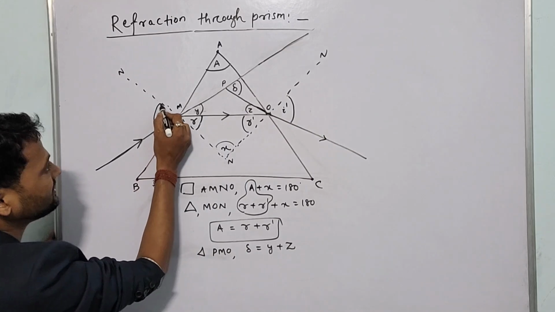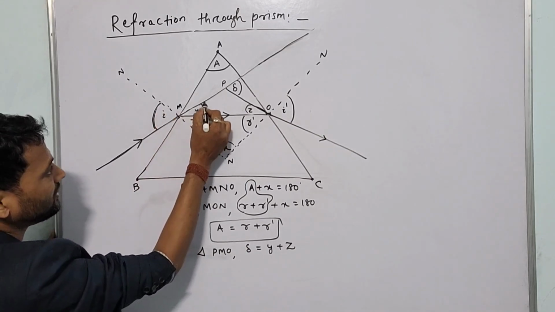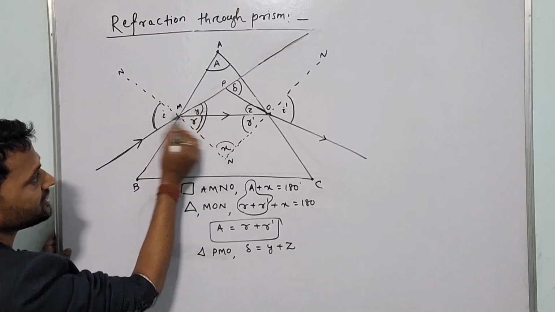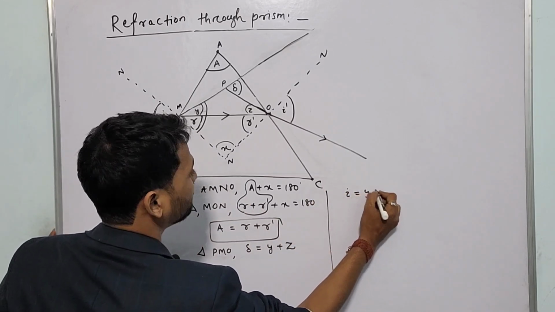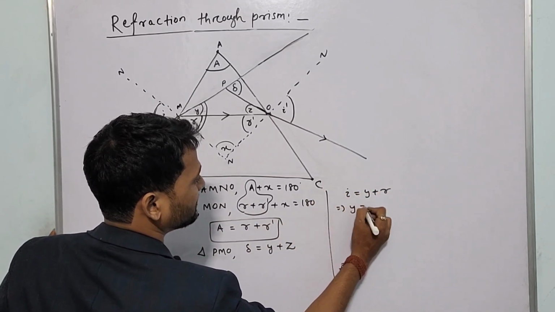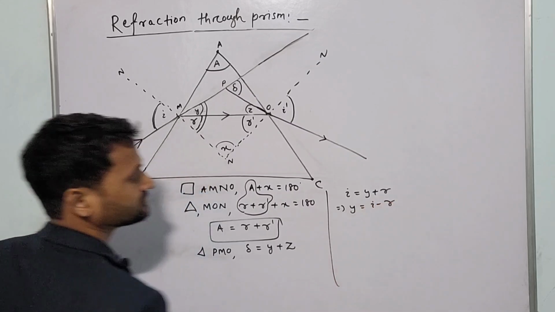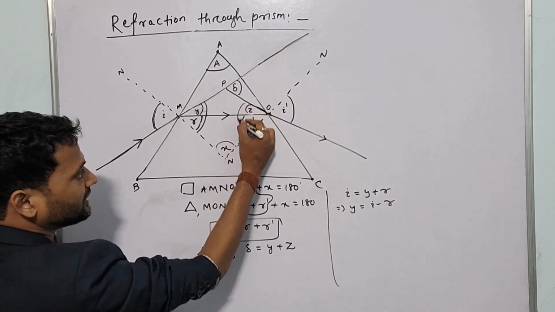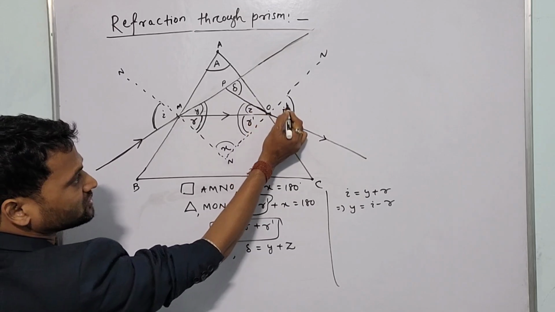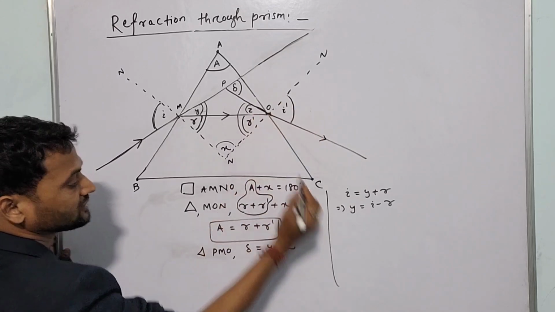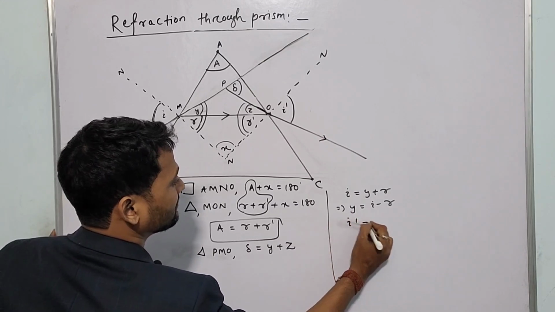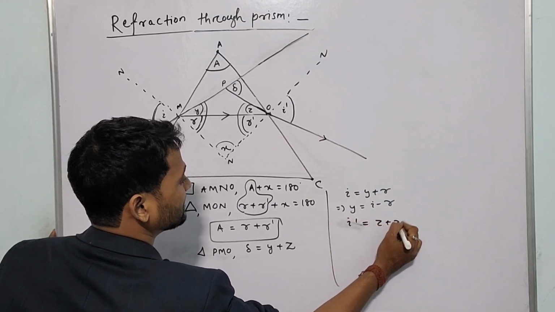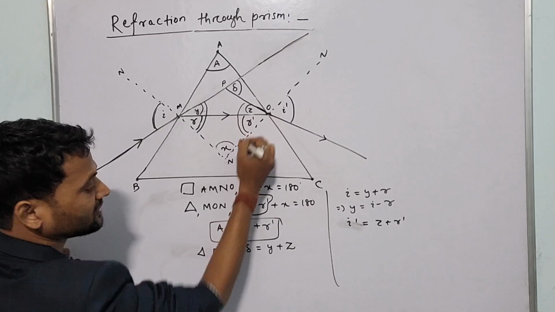So now see here I can write down I will be equal to Y plus R, opposite angle. So what is Y? I minus R. Similarly we can write Z plus R dash will be equal to I dash क्योंकि opposite angle है. मतलब I dash will be equal to Z plus R dash.